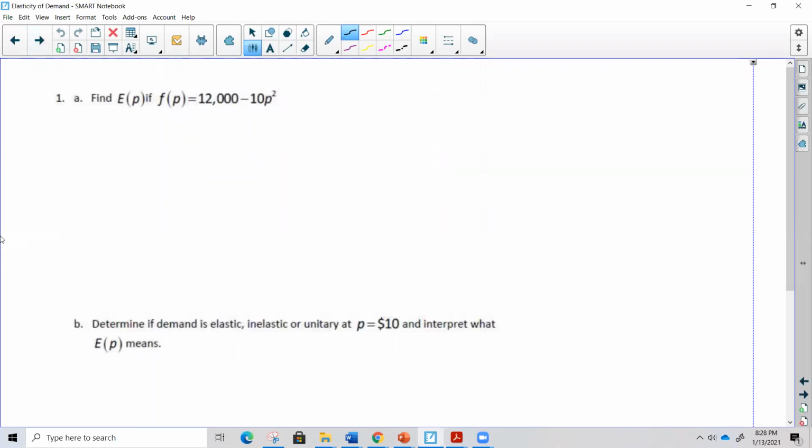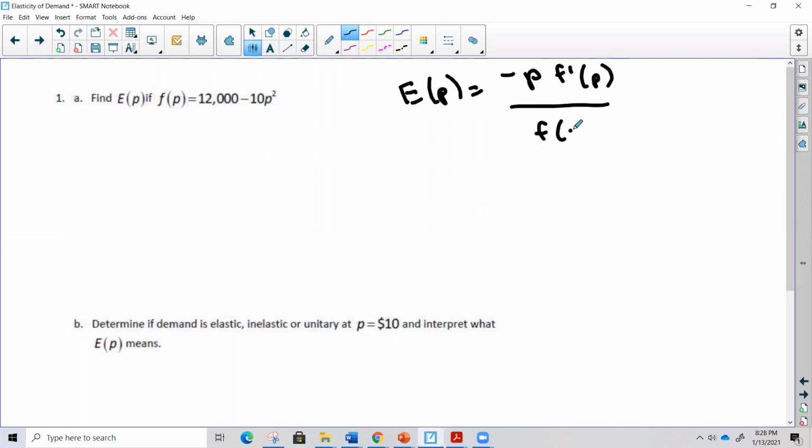So we are going to look at a few examples. Again, anytime we're finding E of P, we are going to use this formula, and this formula will be given on the exam, so you do not have to have it memorized. Okay, so this just says find E of P if F of P equals 12,000 minus 10 P squared. So we need F of P, which we have.